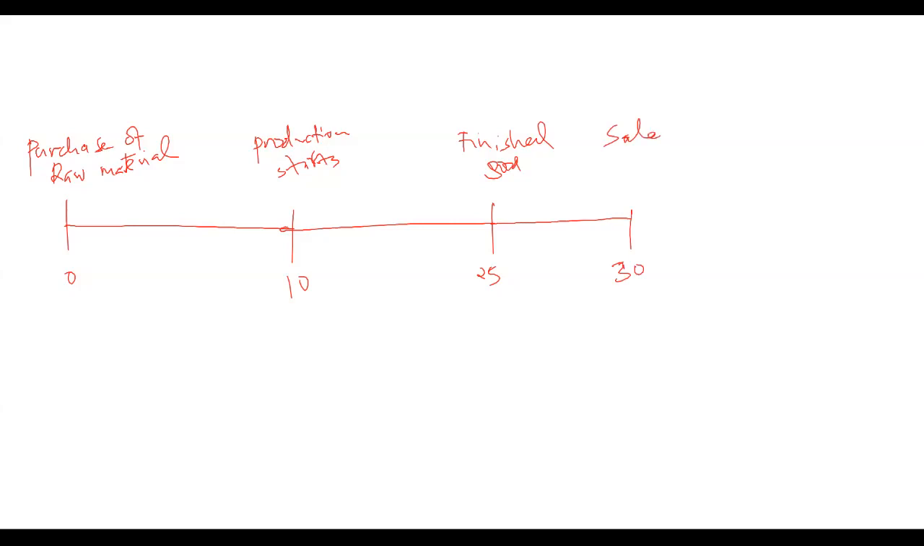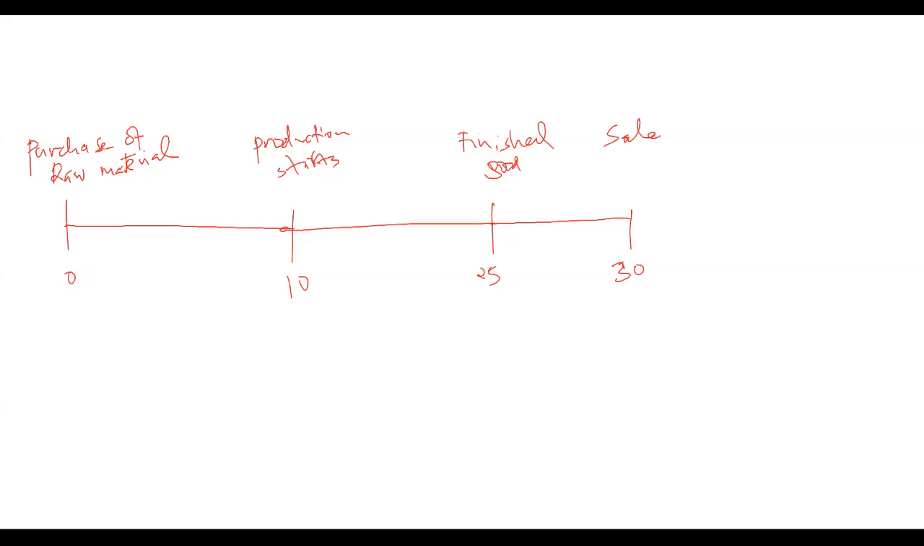So the company sells to the distributor, but between day 25 and day 30, the company is handling logistics, maybe transporting the goods to the distributor. So there's a 5 days difference from the time that we have the finished good to the time that those goods reach our distributor. We make the sale on day 30.